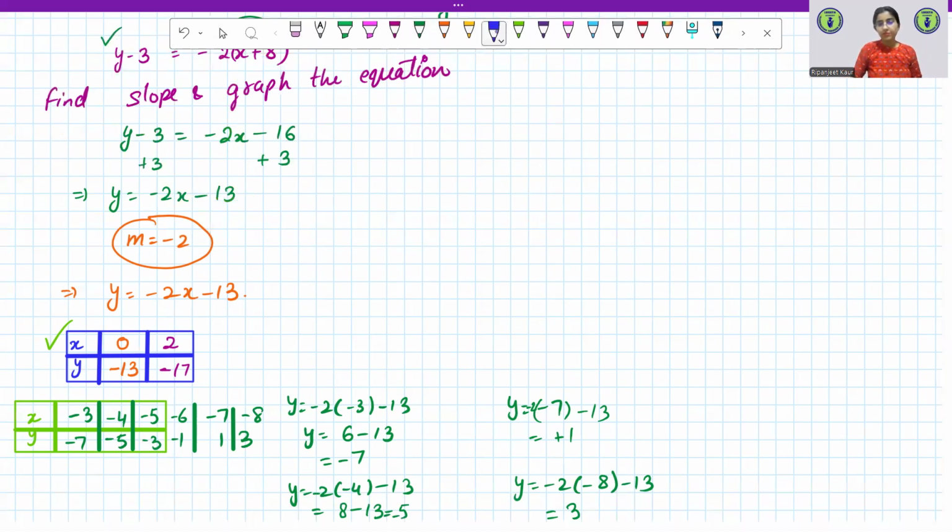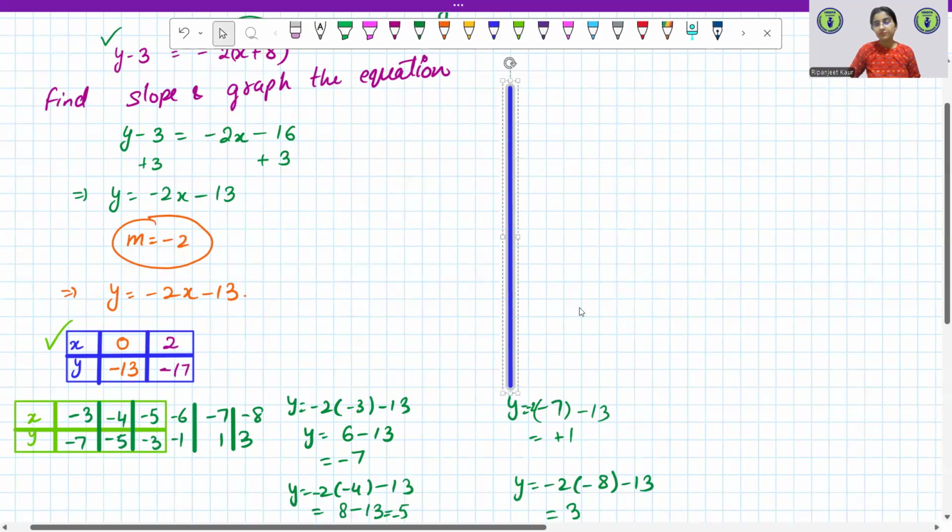Since in the first one we got x is 0 and y is negative 13, normally on a 10 by 10 grid or a 12 by 12 grid, 13 wouldn't be there.